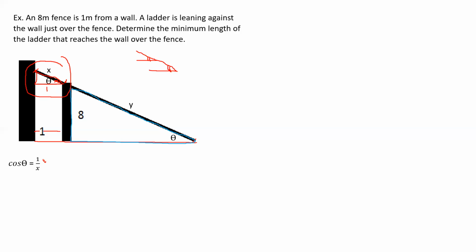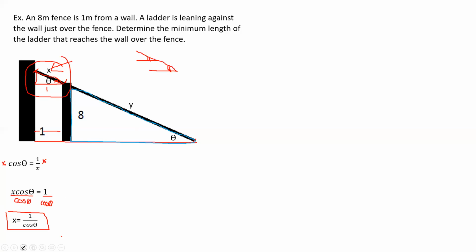If you multiply both sides by x to eliminate the denominator, we'll get x cos theta is 1. And then if we divide both sides by cosine, you'll be able to figure out what x is. So x is equal to 1 over cos theta. So this part of the ladder we can call 1 over cos theta. All right, let's keep going.